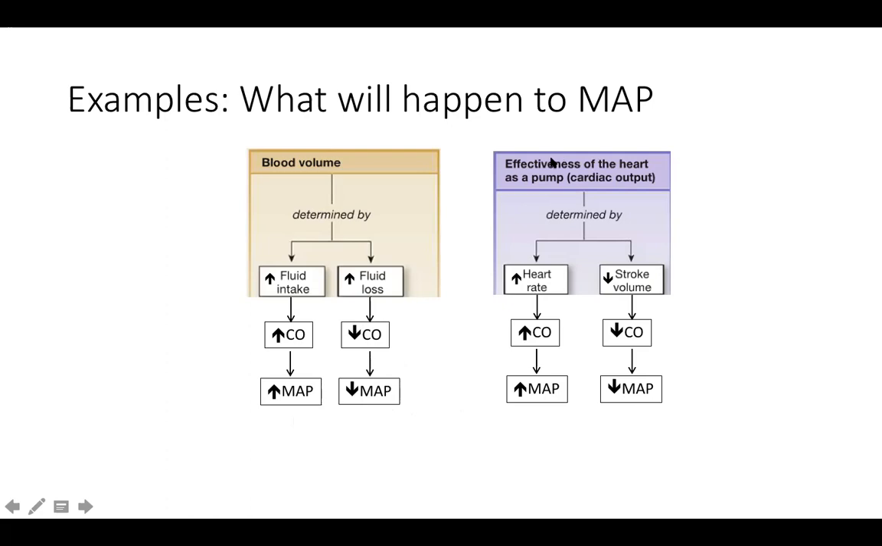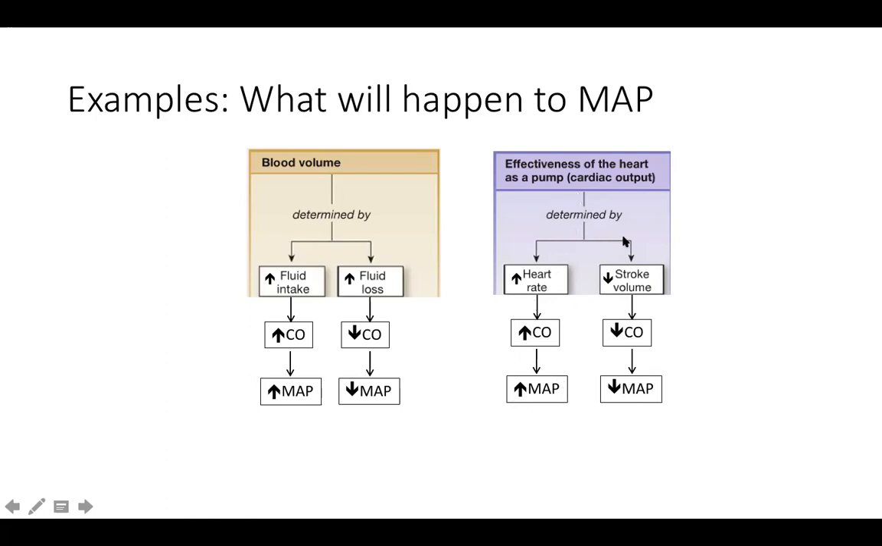So if we think about now the effectiveness of the heart as a pump, okay, how well is the heart pumping? What happens if we increase heart rate? Well, we know that cardiac output is a function of heart rate times stroke volume. If we increase our heart rate, we're increasing the amount of blood that is being pumped out of our heart per unit time. So our cardiac output goes up and our mean arterial pressure goes up.